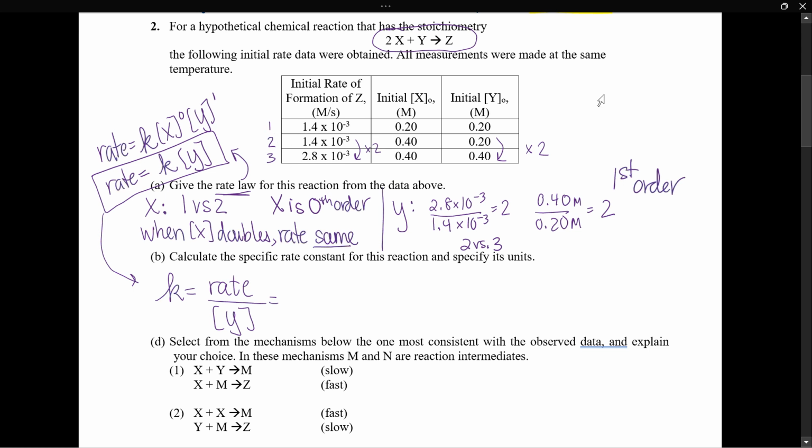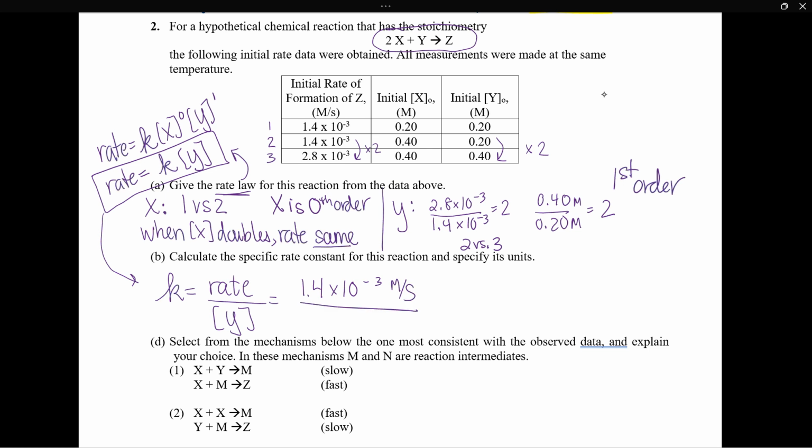We should get the same result. I'm just going to use trial 1 because it's on the top, but the rate is 1.4 times 10 to the negative third molarity per second. The concentration of Y is 0.2 molar. If you divide this by this, you end up getting 7 times 10 to the negative third. That is the number that you get.